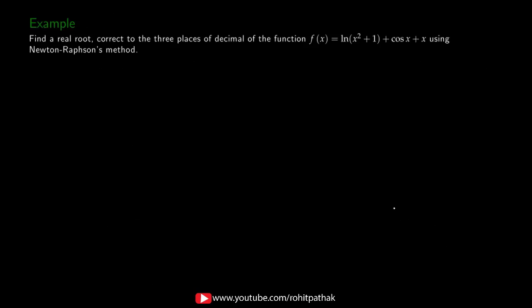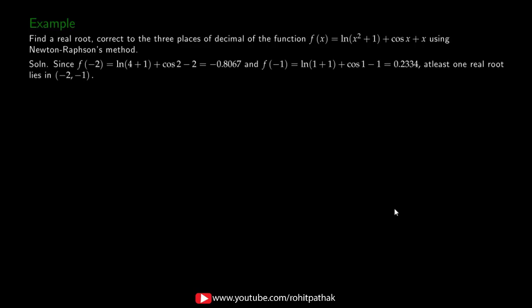So consider the same example which we have used in bisection and regula falsi methods. So again, find the interval which we have already found, minus 2 to minus 1. In this interval root lies. Now you have to use Newton-Raphson method. So how to choose this initial approximation?